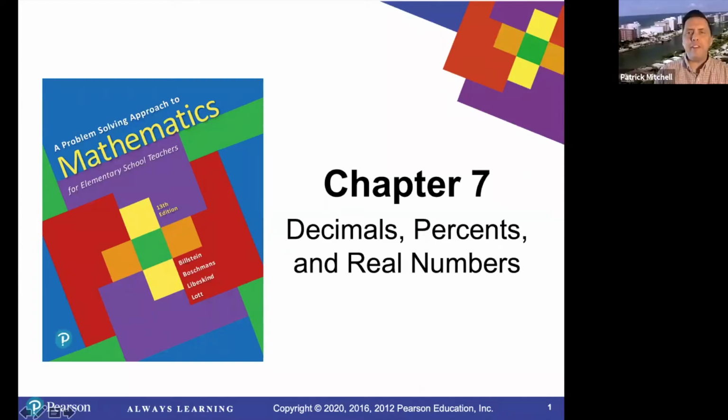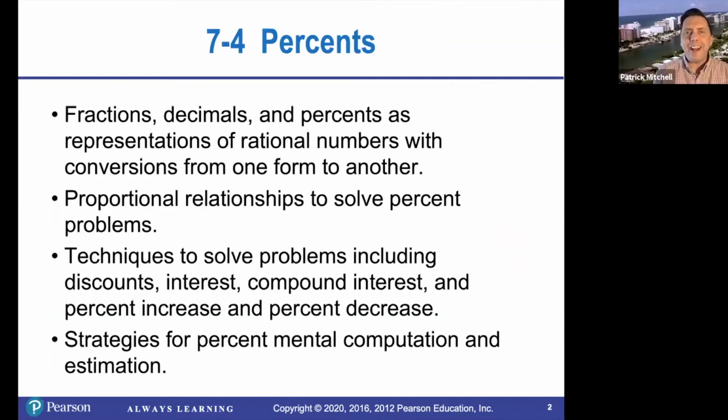We're continuing Chapter 7 on decimals, percents, and real numbers. And today we're going to be talking about percents. We will talk about fractions, decimals, and percents as representations of rational numbers with conversions from one form to another, proportional relationships to solve percent problems, techniques to solve problems, including discounts, interest, compound interest, and percent increase and percent decrease. And finally, strategies for percent computation and estimation.